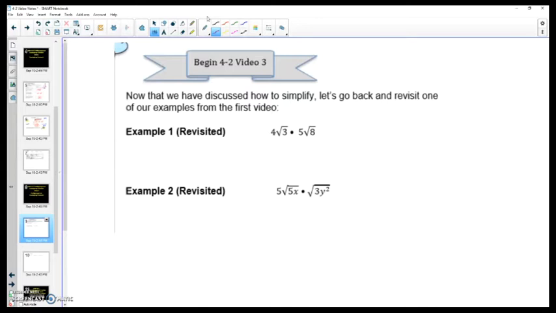Now that we have that tool in our tool belt, we're going to go ahead and multiply them and then simplify them as well. And this is what you'll need to do anytime that you are multiplying these problems out from here on out.